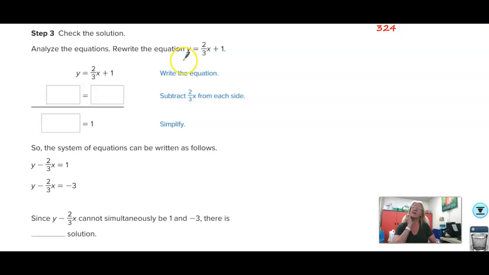I don't really get this part. I did this with the first period class because I didn't have the video made, and I don't really get this part. They want us to subtract 2/3 x from both sides. Well, if I subtract 2/3 x from this side and from this side, then I get y minus 2/3 x equals 1. And then here, y minus 2/3 x cannot simultaneously be 1 and -3. Okay, so they're saying y minus 2/3 x is equal to 1, and then y minus 2/3 x is equal to -3. Boy, they complicated this. Don't check your solution like this.